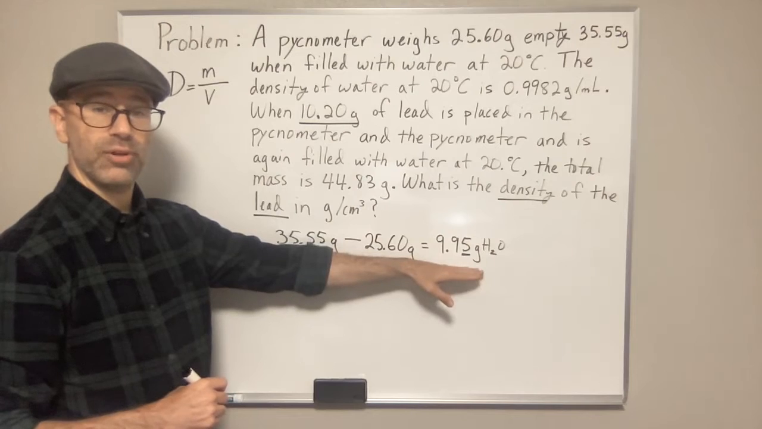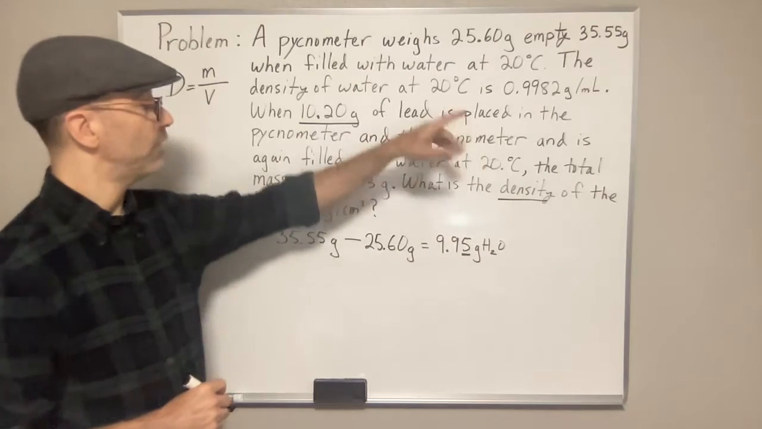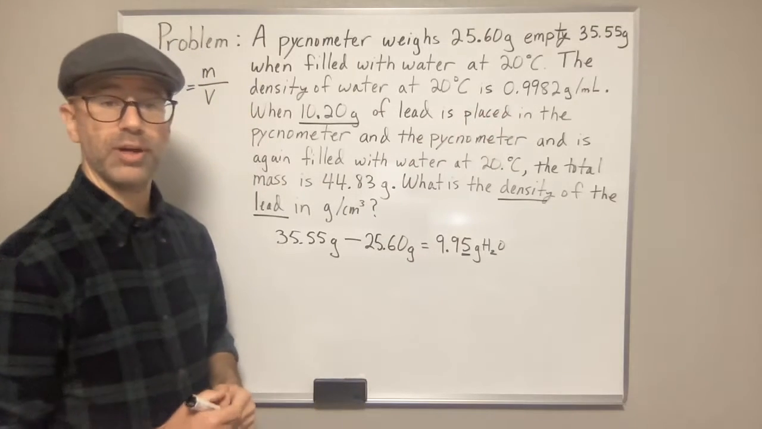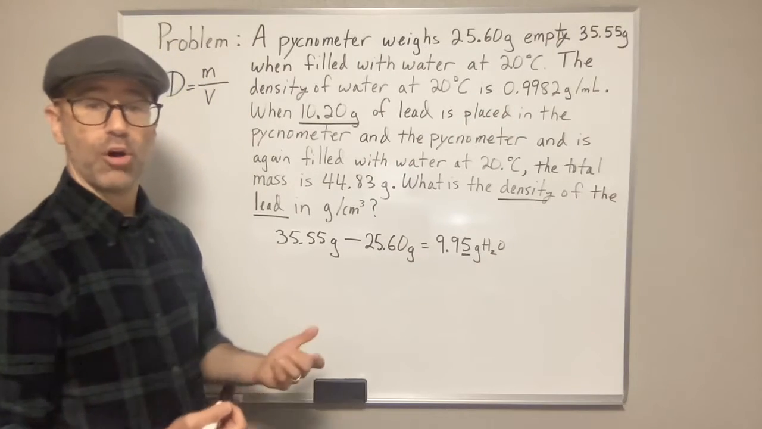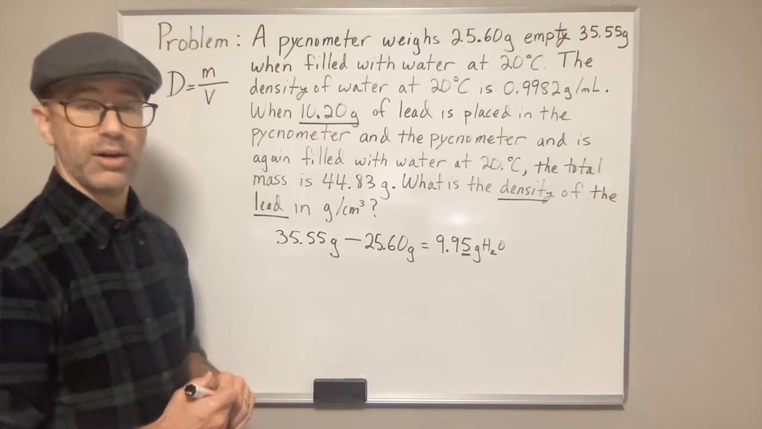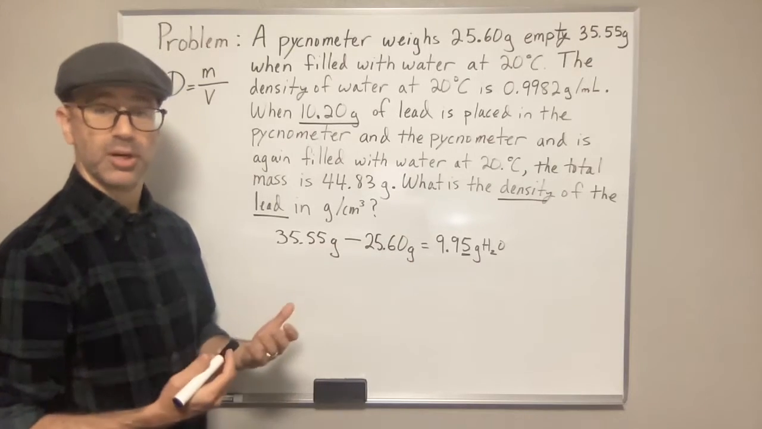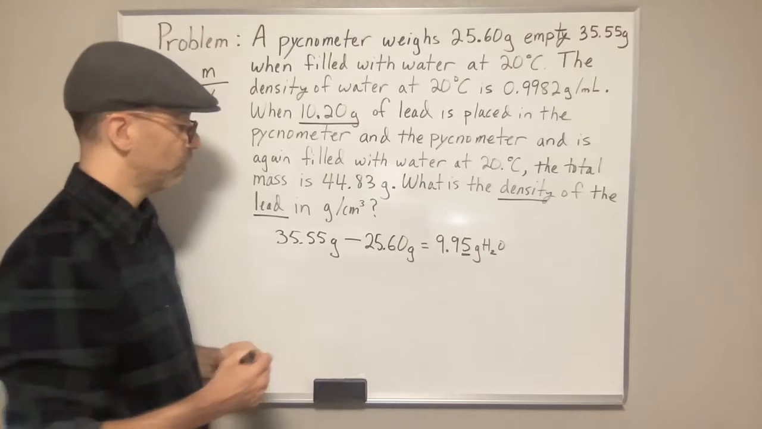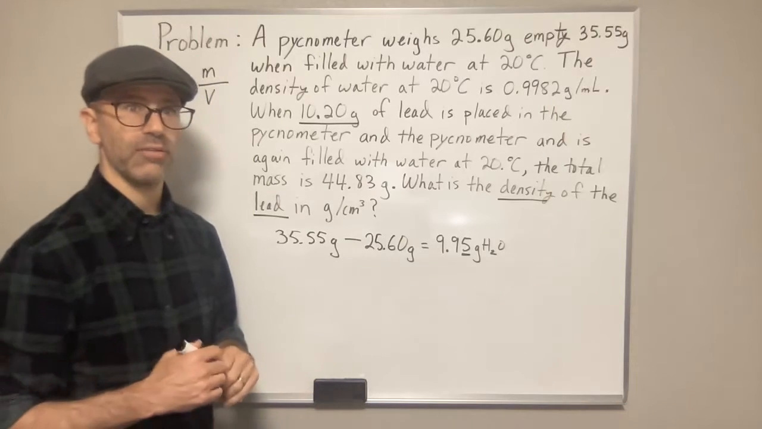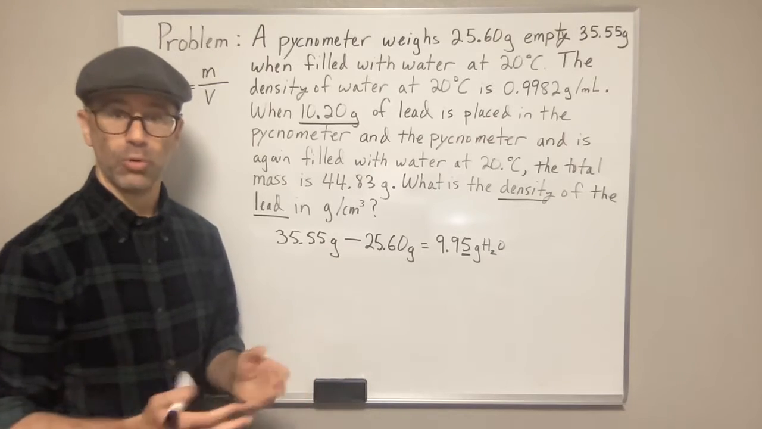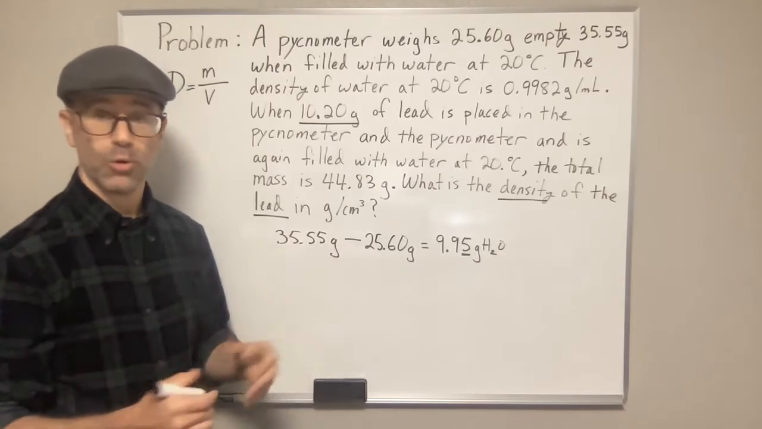Now I can use that mass and use the density of water at 20 degrees to figure out the volume of the water. And that, again, the volume of the water is going to be the volume of the pycnometer when it's empty, okay? Or another way of saying it is the total volume that the pycnometer can hold.